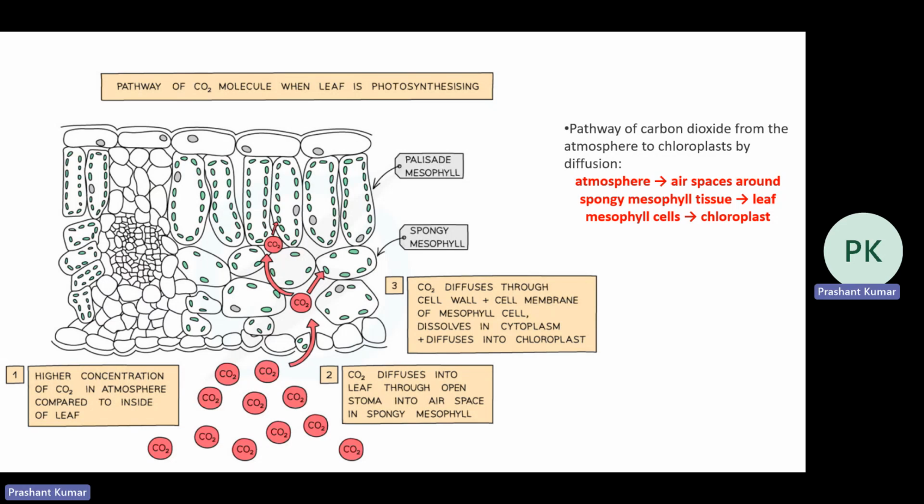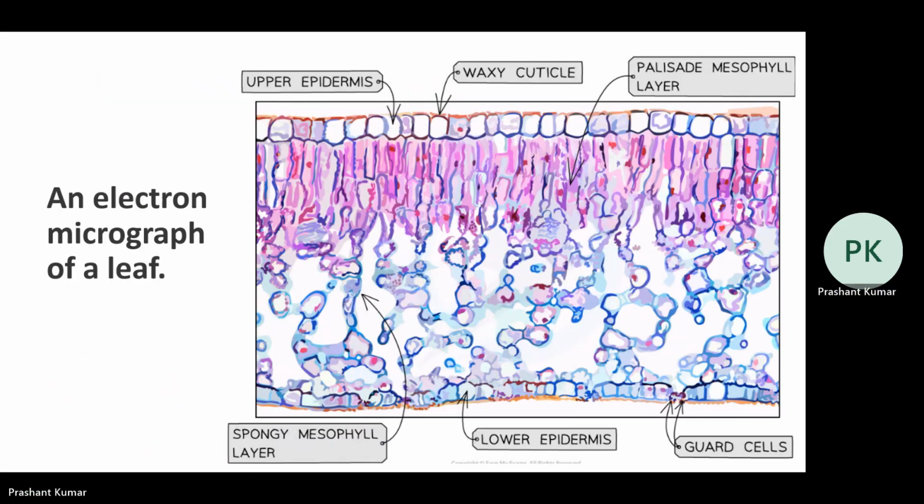So this is the pathway of the carbon dioxide from the atmosphere to the chlorophyll, to the chloroplast, and how photosynthesis takes place. The sequence will be from the atmosphere into the air spaces around the mesophyll, then the leaf mesophyll cells, and then the chloroplast, and then chlorophyll will use the sun's light and convert it into glucose molecules.